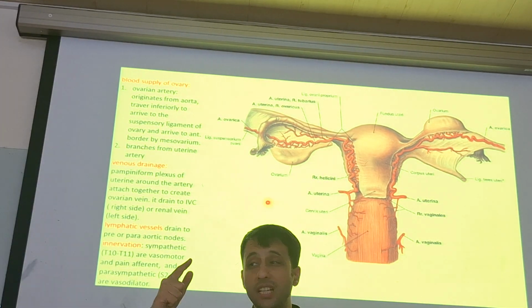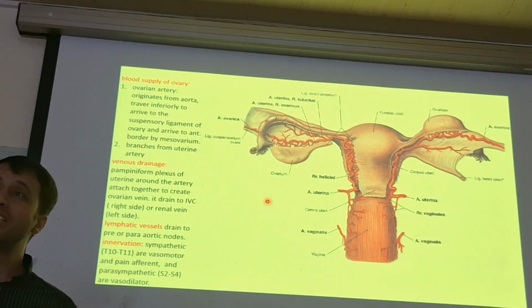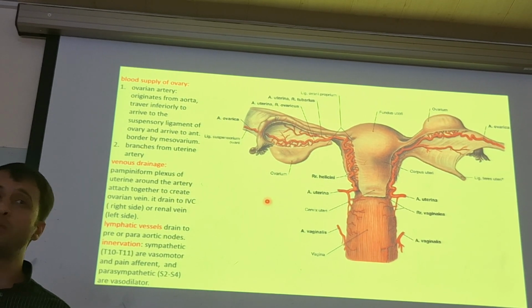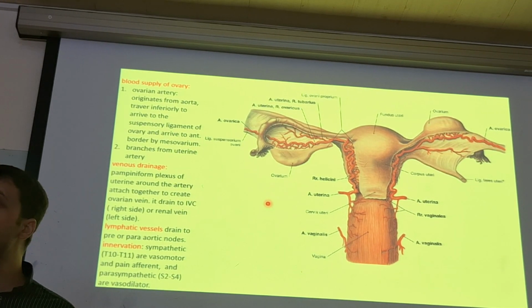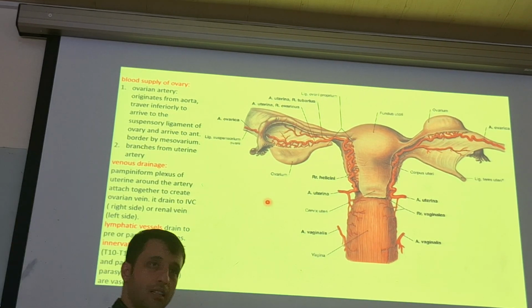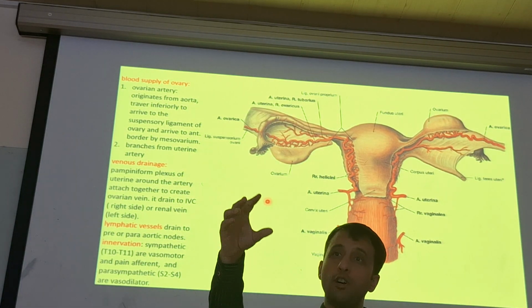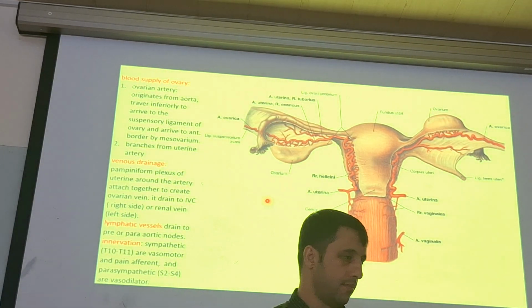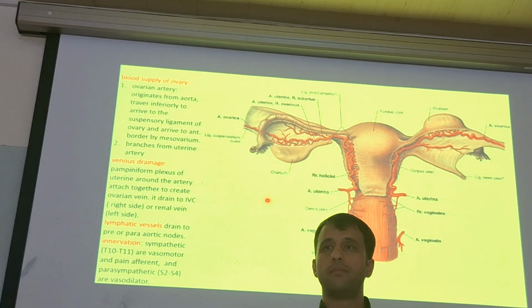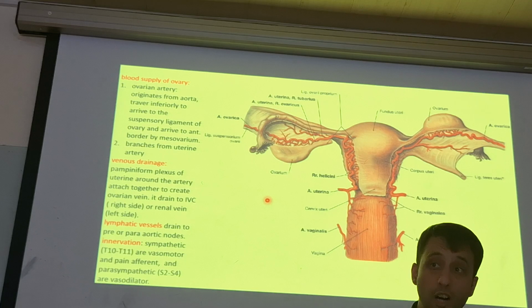But in the fallopian tube, in addition to vasoconstriction, the sympathetic can also stimulate the peristaltic movement of the fallopian tube, to push and move the fertilized egg.